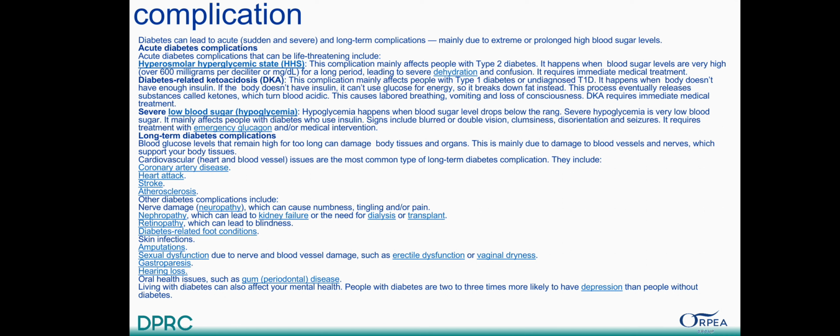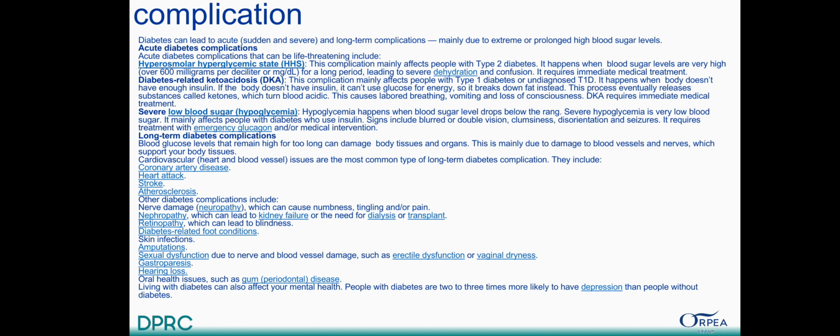It happens when blood sugar levels are very high, over 600 milligrams per deciliter, for a long period. This can lead to severe dehydration and confusion, and it's an urgent medical condition that requires medical intervention.